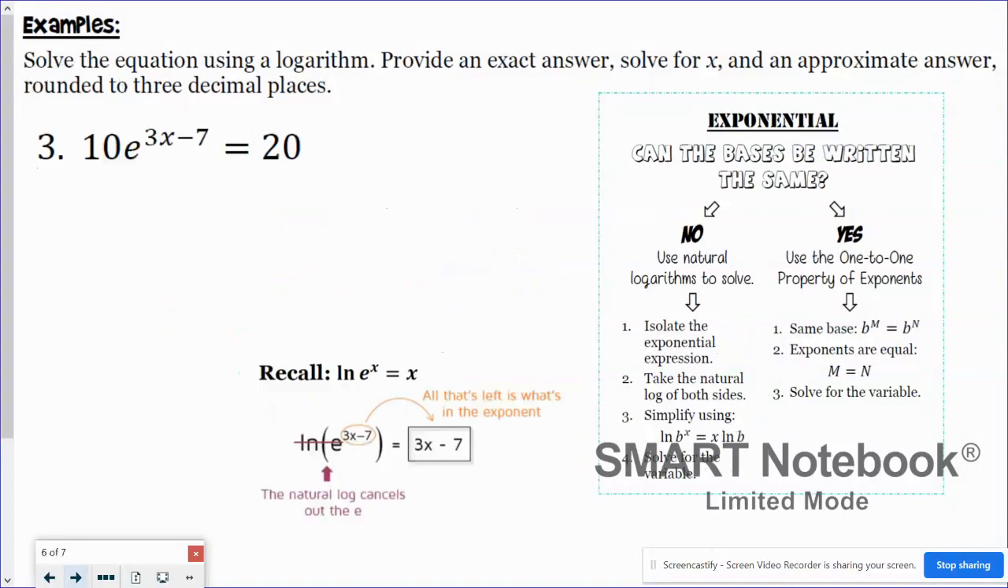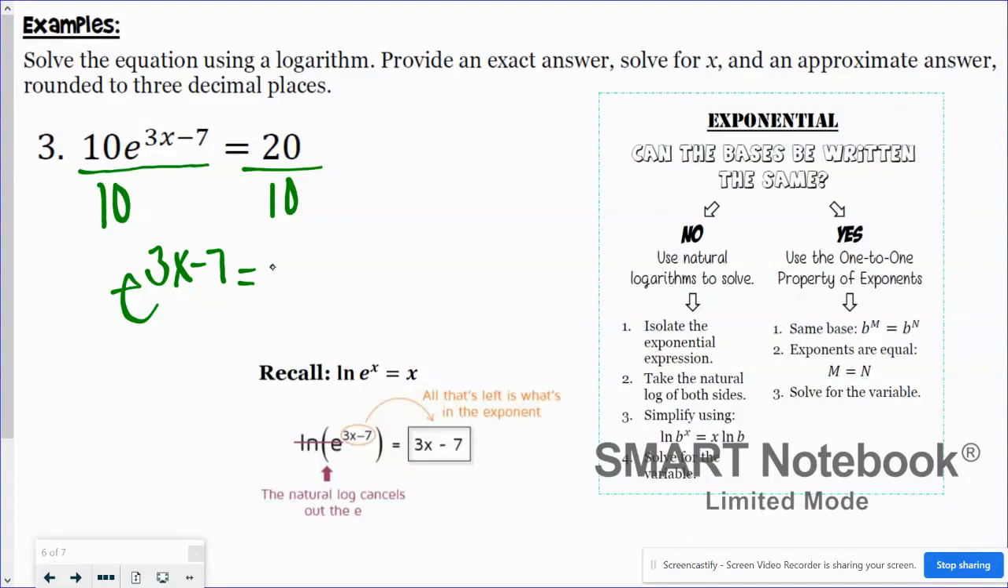All right, one more problem. This one has base e. I'm still using the natural log process. So step one is to isolate the exponential expression. To get my base e all by itself, I'm going to have to divide both sides by 10. This is going to give me e to the 3x minus 7 power is equal to 2.